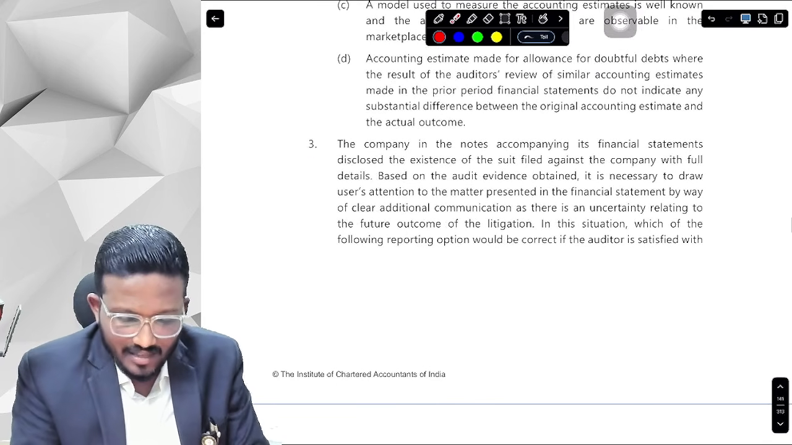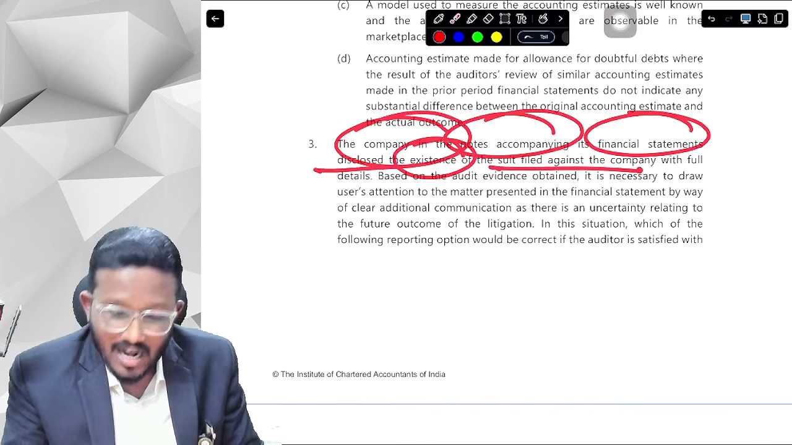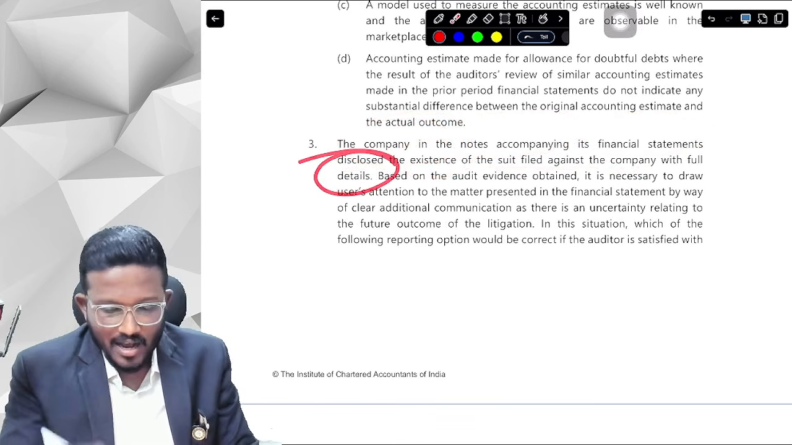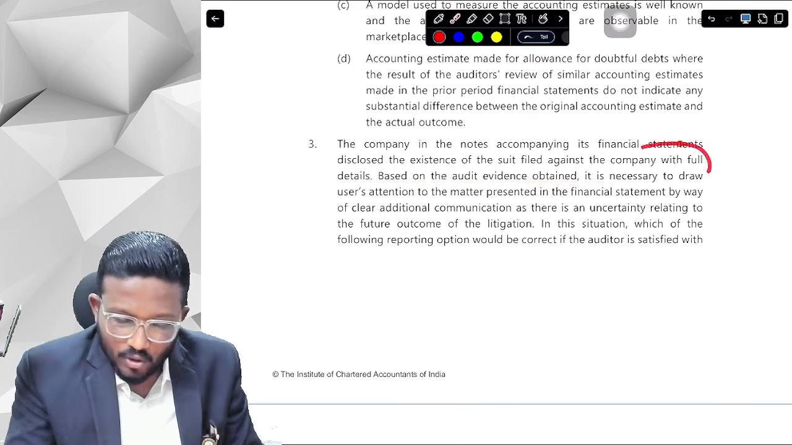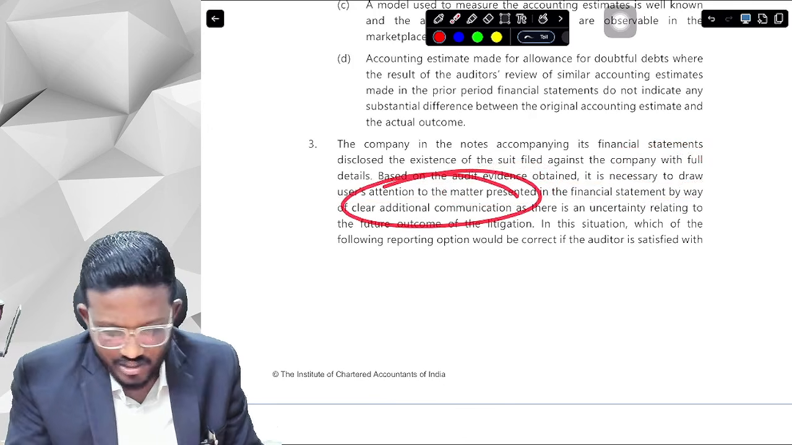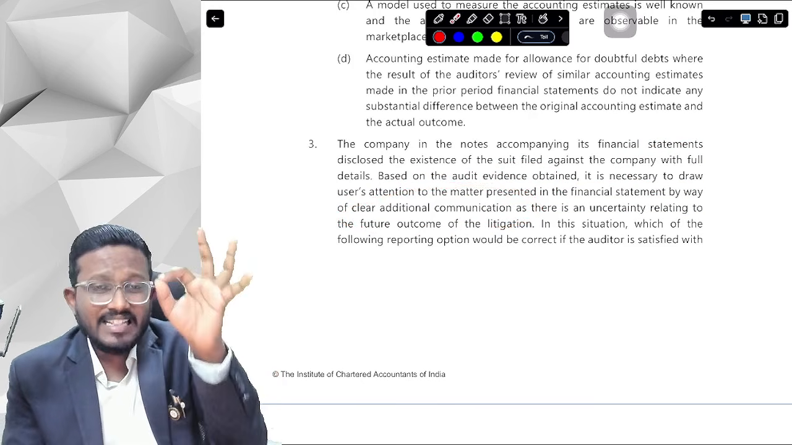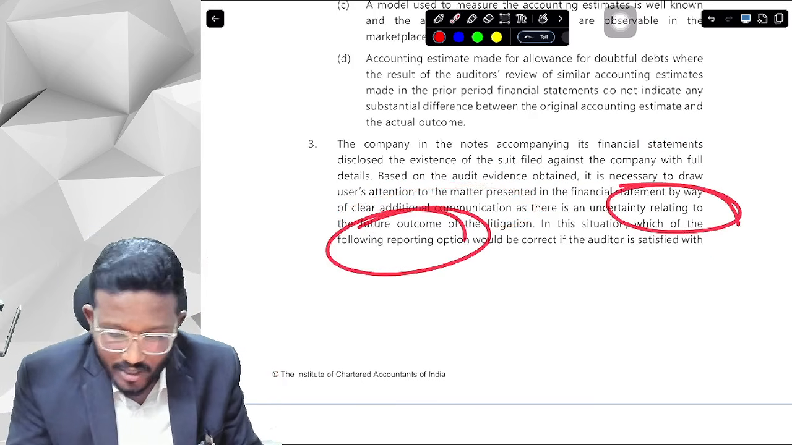What it says there: the company in the notes in the company financial statements disclose that there is a suit against the company with full details. Now based on the audit evidence obtained, we need to draw users' attention to the matter that is presented in the financial statements by way of clear additional communication, because there is an uncertainty related to future outcome of the litigation. In this situation, which of the following reporting options would be correct?